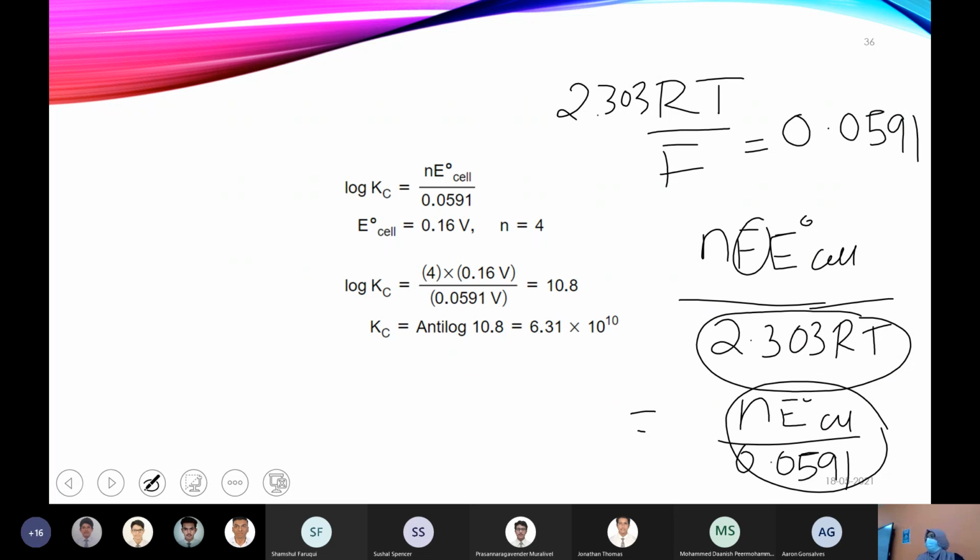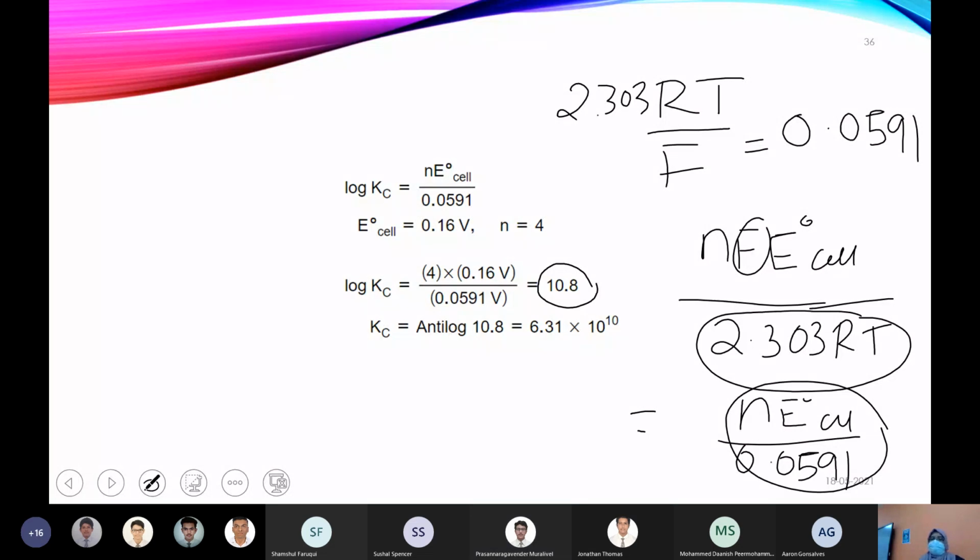Log Kc you will get 10.8. Then taking the antilog, as you don't know, you have to look at the answer. But this value you will get clearly, 10.8. Are you getting 10.8? Anybody got? Yes, ma'am.